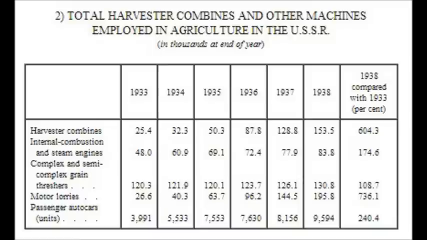Also, during the second 5-year plan, the amount of agricultural combines grew by a staggering 600%, and the amount of lorries by more than 700%. The amount of passenger cars increased by 240%, and other vehicles by an approximate 150%.